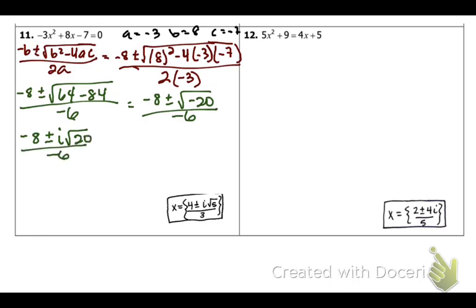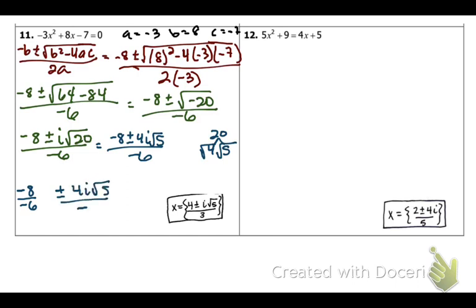Now, let's see if we can break down 20. We have 4 and 5. 4 is a perfect square. So this is going to be negative 8 plus or minus 4i square root of 5 over negative 6. Now notice how there's two things going on here. I'm going to have to separate them to get my simplified version. So I'm going to write negative 8 over negative 6. And then I'm going to write plus or minus 4i square root of 5 over negative 6.